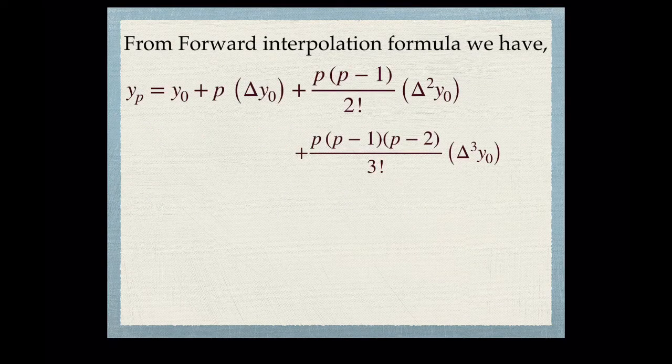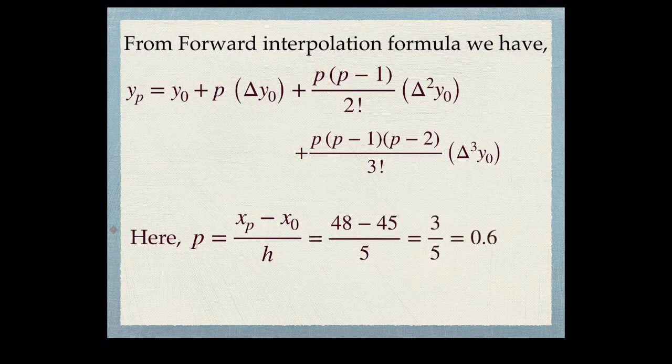Continuing this, from forward interpolation formula, we have yp equal to y0 plus p into delta y0 plus p into p minus 1 divided by 2 factorial into delta square y0 plus p into p minus 1 into p minus 2 divided by 3 factorial into delta cube of y0. Right? Over here, I am supposed to find the value of p. P is given by xp minus x0 divided by h. We know xp is 48 minus x0 is 45 divided by 5. Of course, it is 3 by 5, which is 0.6.